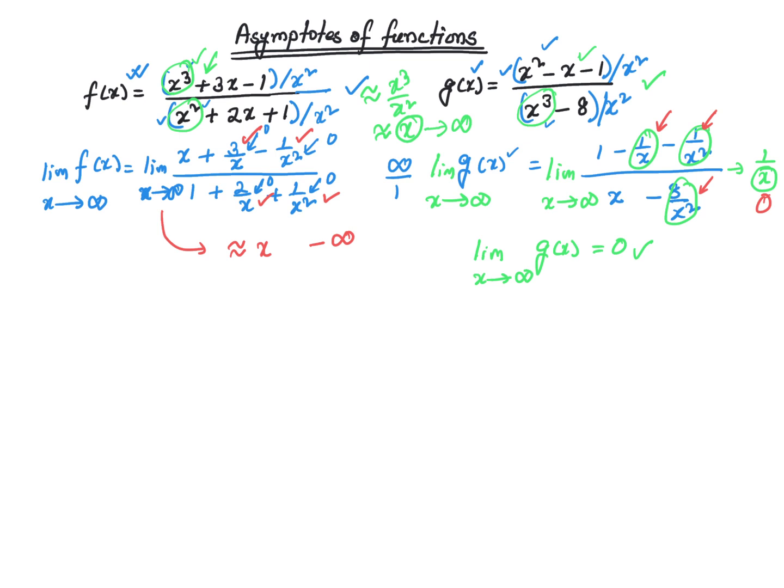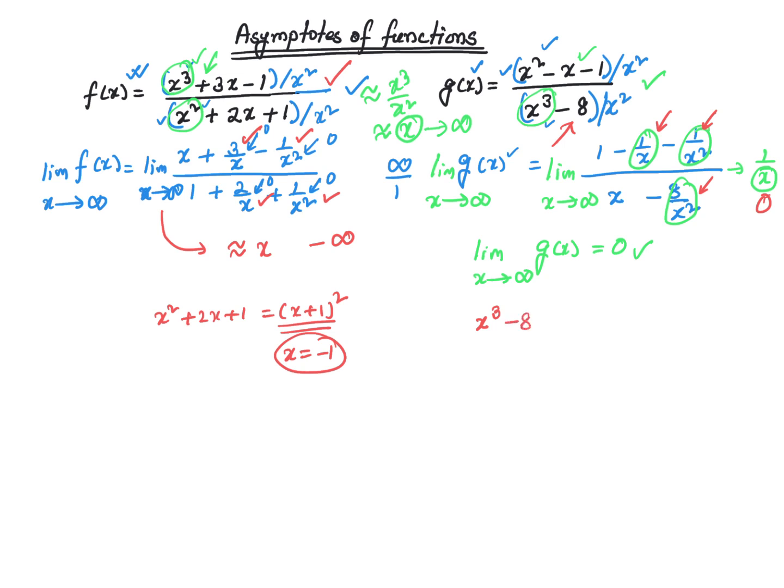Now look at the denominators for other asymptotes, which are going to be vertical asymptotes. In the first one, I have the denominator x squared plus 2x plus 1, which is just x plus 1 whole squared. And this is going to be 0 when x is equal to negative 1. So it has a vertical asymptote at x equal to negative 1. And this one has a vertical asymptote at x equal to 2, I think.